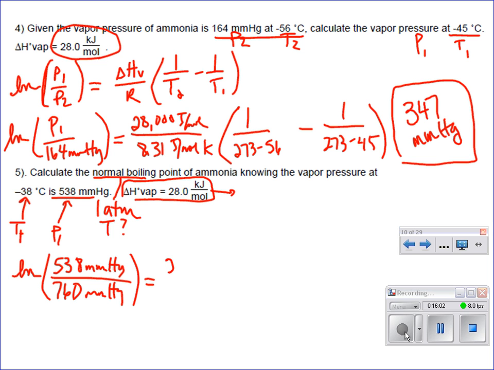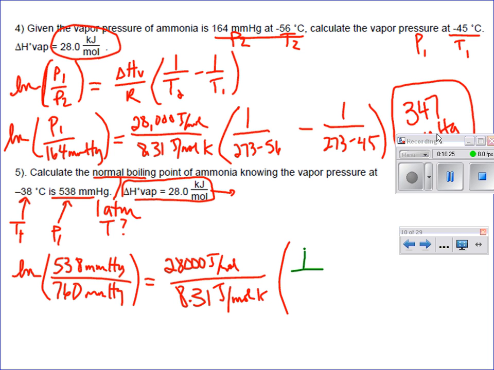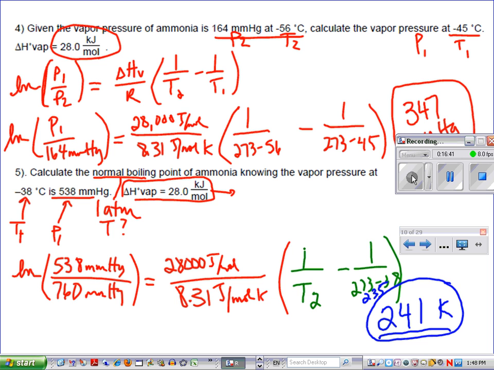equal to 28,000 joules per mole over 8.31 joules per mole K. It's not joules per mole K, my bad. Up here is joules per mole. I had R on the brain. Okay. That times 1 over, minus, what's my T2? I'm looking for that, right? Minus 1 over 273 minus 38. And the answer is 241 K.